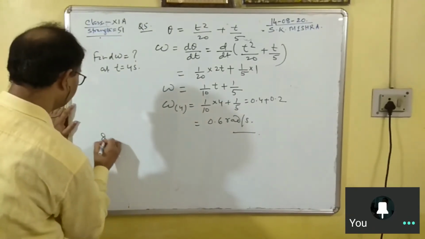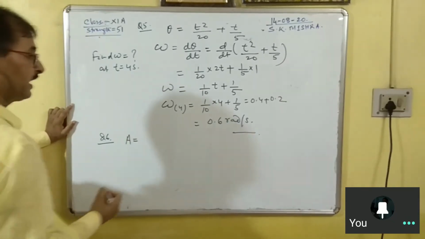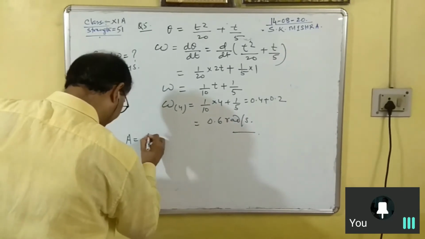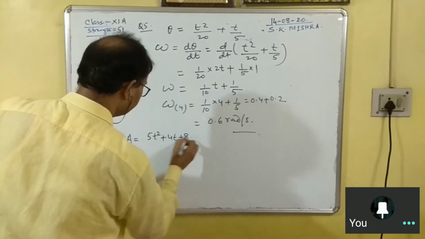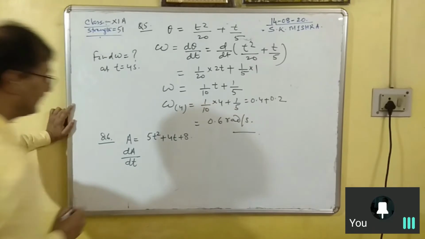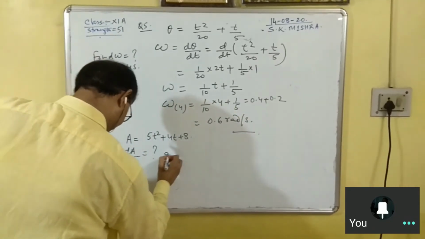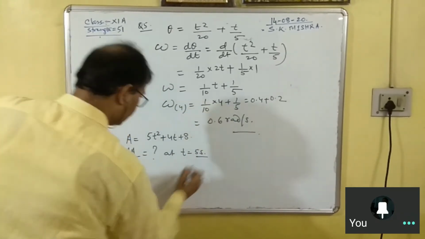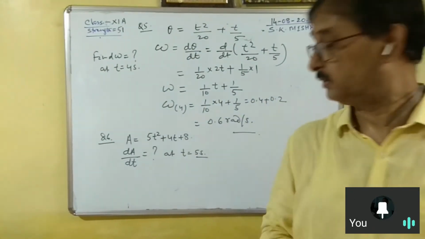Suppose area is increasing. Area depends on time, and area A equals 5t square plus 4t plus 8. You have to find the rate of increase of area, that is dA by dt, at t is equal to 5 seconds. So what was its rate of increase of area at t is equal to 5 seconds?